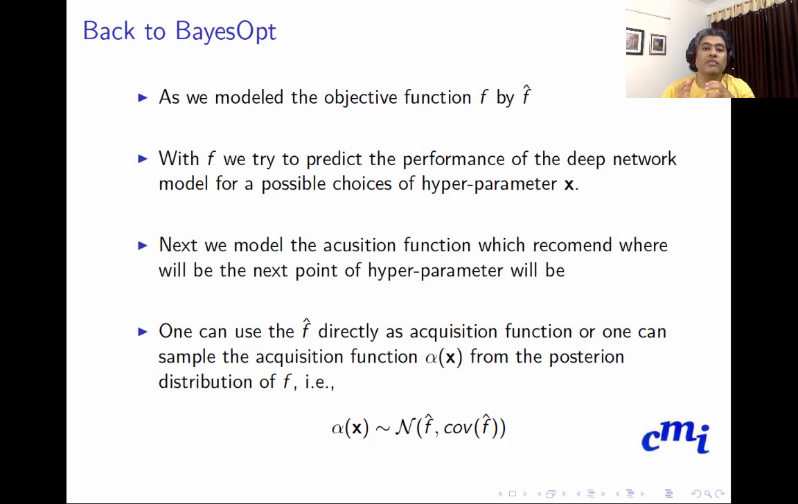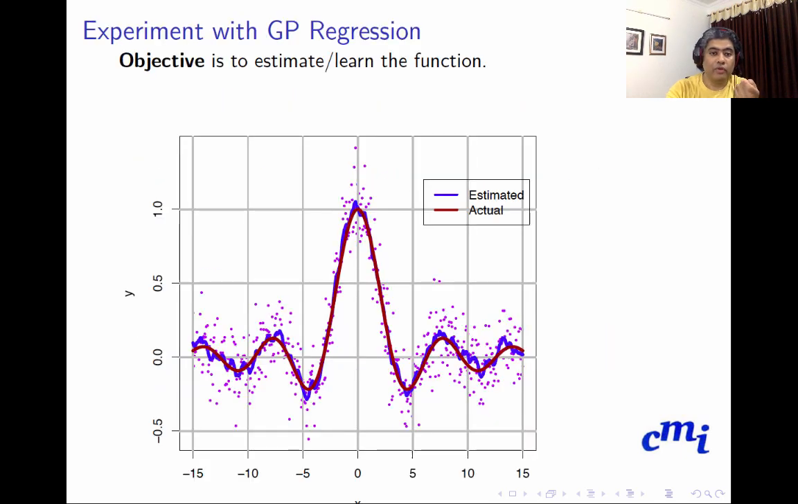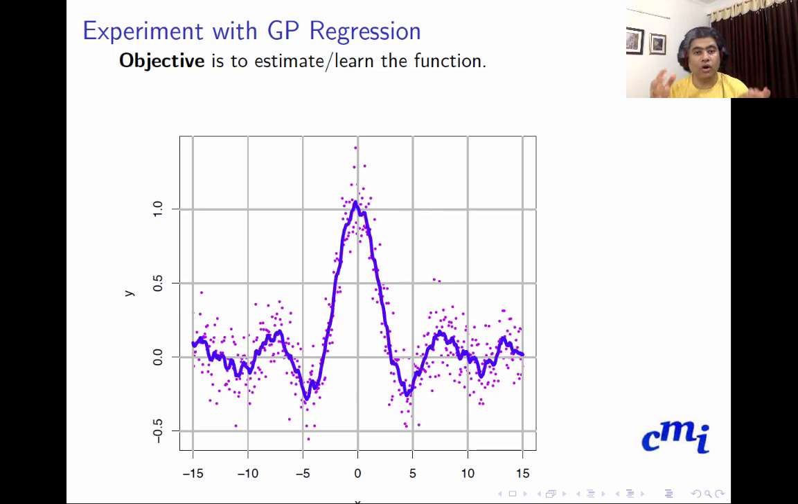As we model the objective function f by f hat using Gaussian process regression, with f we try to predict the performance of the deep network model for a possible choice of hyperparameter x. So using f hat, if you go back, we will never know the actual function. All we have are some points, and using GP regression we try to fit the original function.